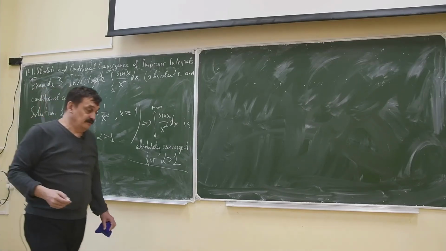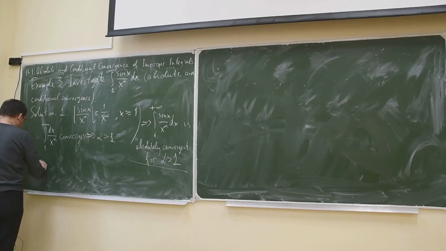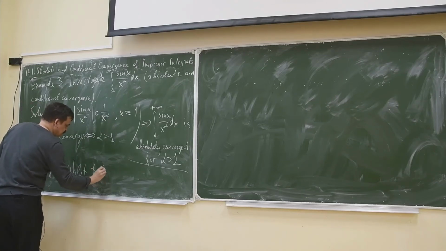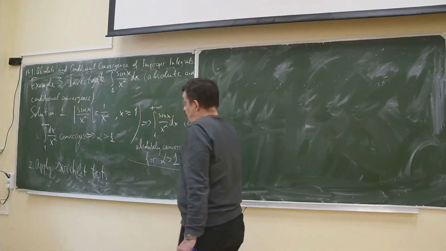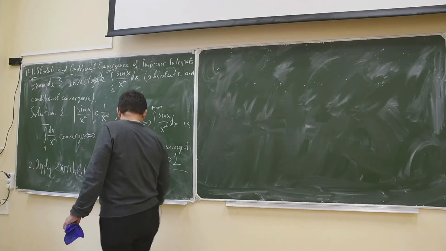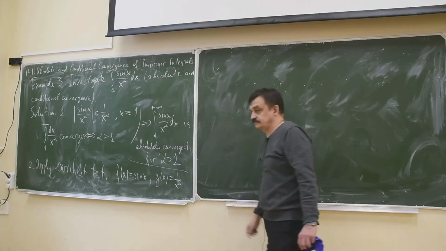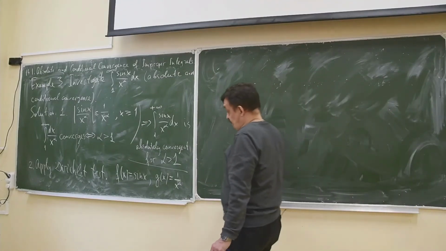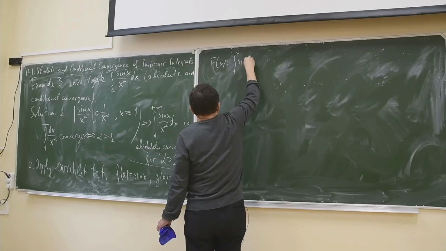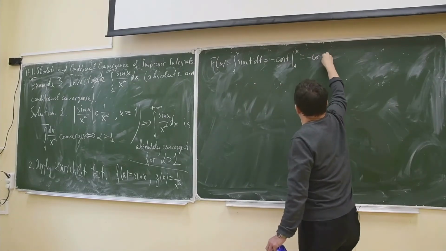Now, nevertheless, second step, apply the Dirichlet test. So, we have a product of two functions, f of x is sine x, g of x is 1 over x power alpha. What can we say about the primitive? Capital F of x, which is the integral from 1 to x of sine t dt, that is minus cosine t from 1 to x, minus cosine x plus cosine 1.